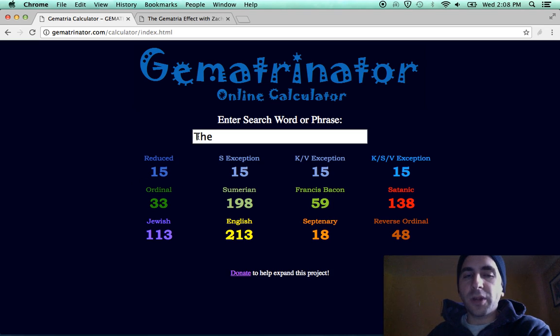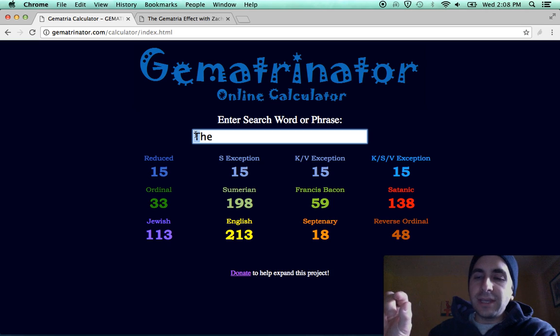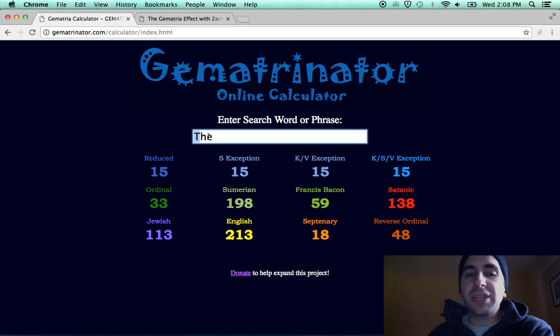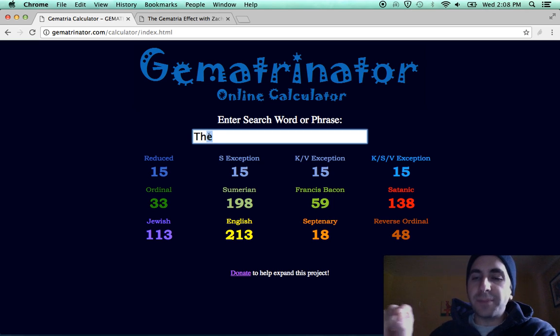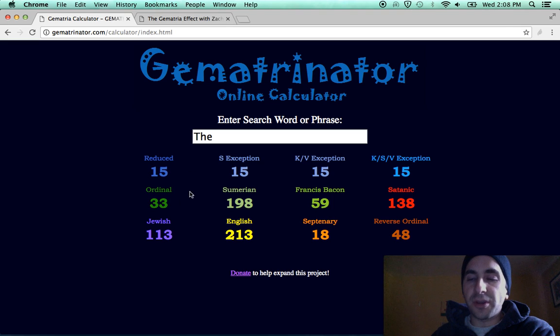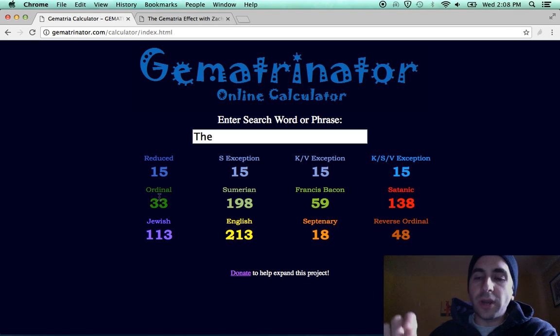But the way this works is T is the 20th letter. 20 in numerology is 2 plus 0 equals 2. H is the 8th letter. E is the 5th. So it becomes 2 plus 8 plus 5 equals 15. Notice just below that, English ordinal says "the" is 33. Ordinal is just using the alphabetic order. T is 20, H is 8, E is 5, add it together, 33.